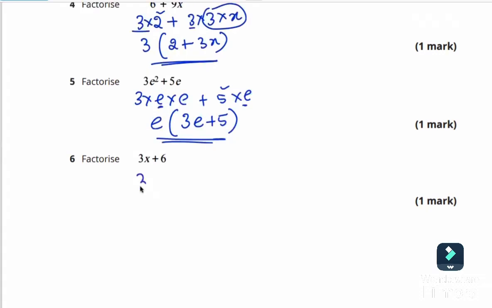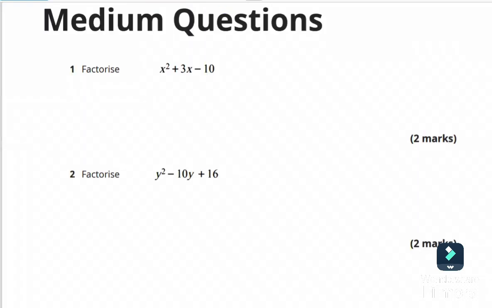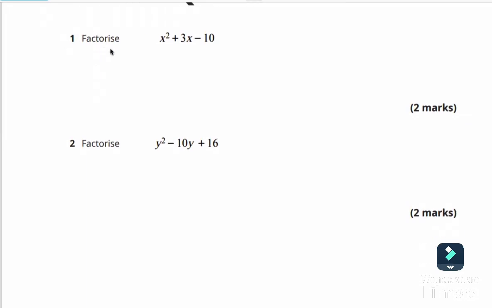Over here, we can write 3 into x plus 3 into 2. So 3 is the common factor. So take it outside the bracket and x plus 2 inside the bracket. I hope you understand; it is easy. Okay. So these are the quadratic equations factorizing.